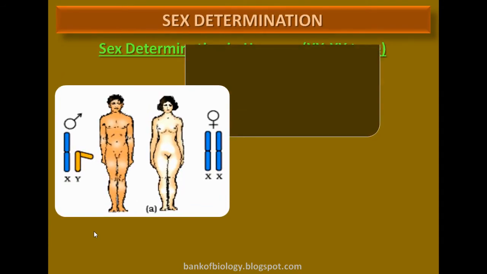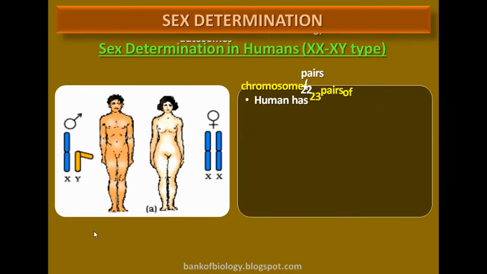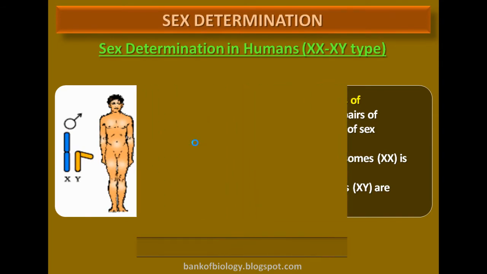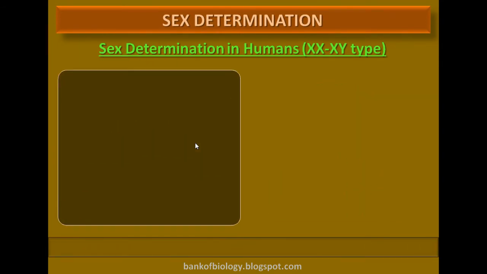Now we see sex determination in humans. In humans we have 22 pairs of autosomes. In total we have 46 chromosomes. Out of these 23 pairs of chromosomes, 22 pairs are autosomes and one pair is sex chromosomes, and XX is present in females, whereas XY is present in males. So humans show male heterogamety.